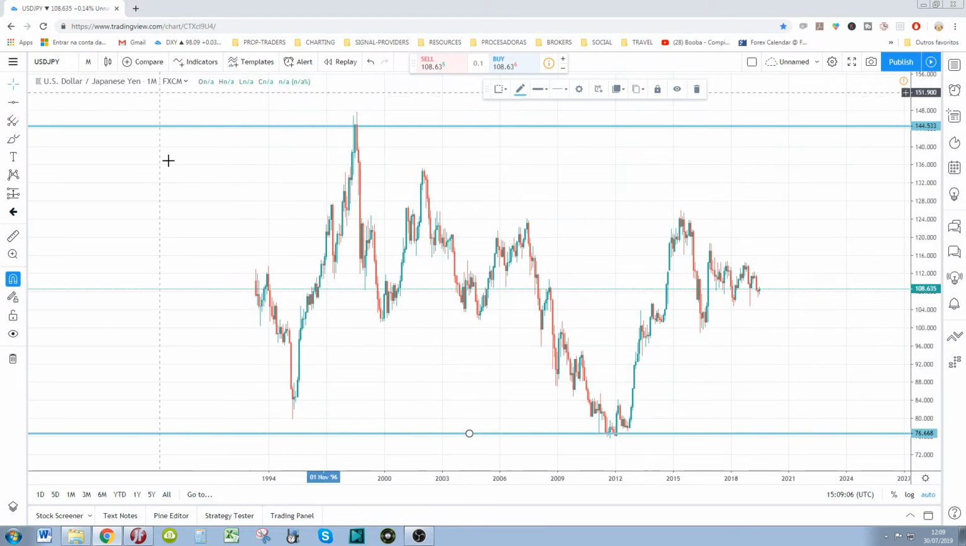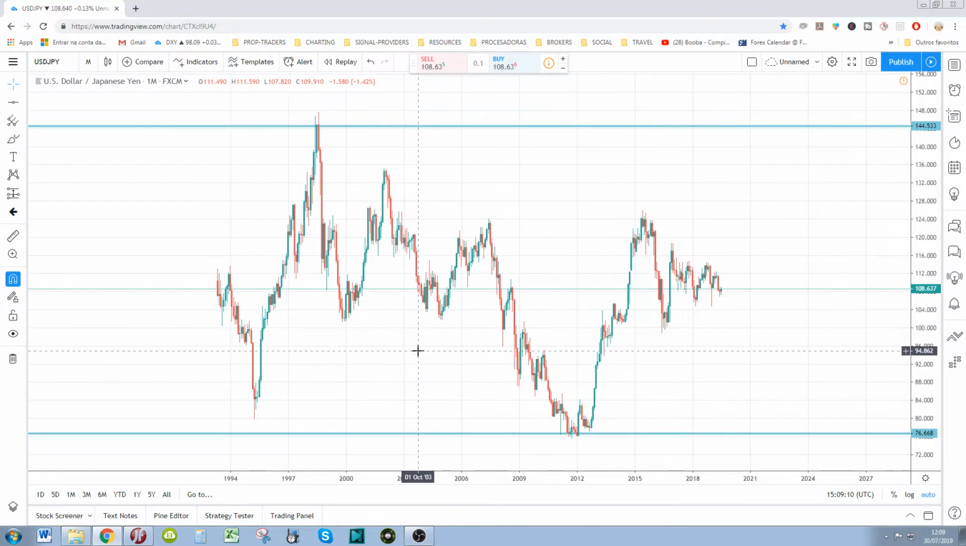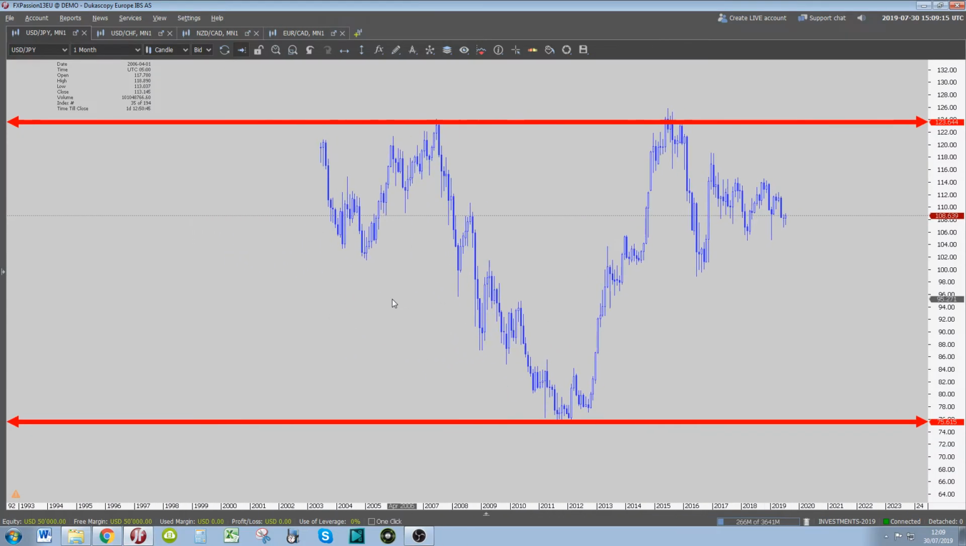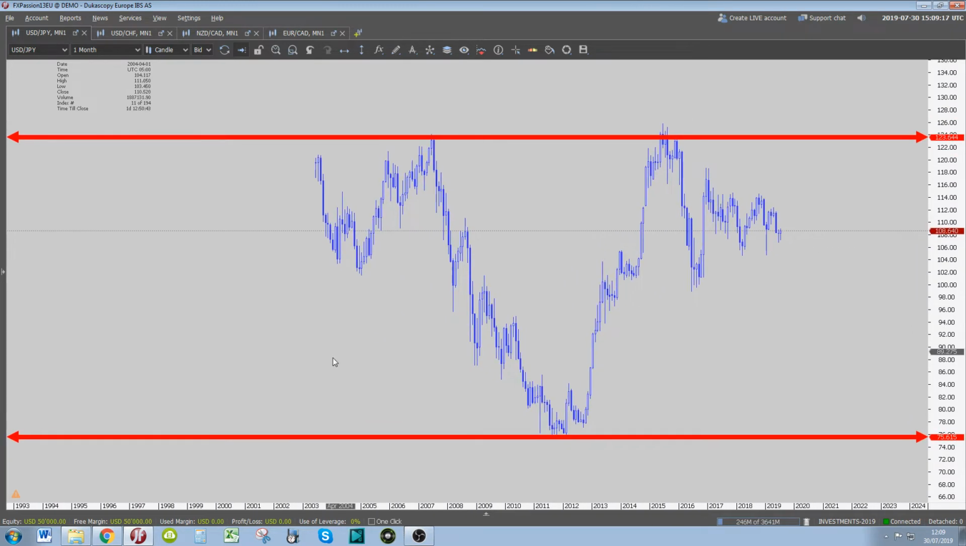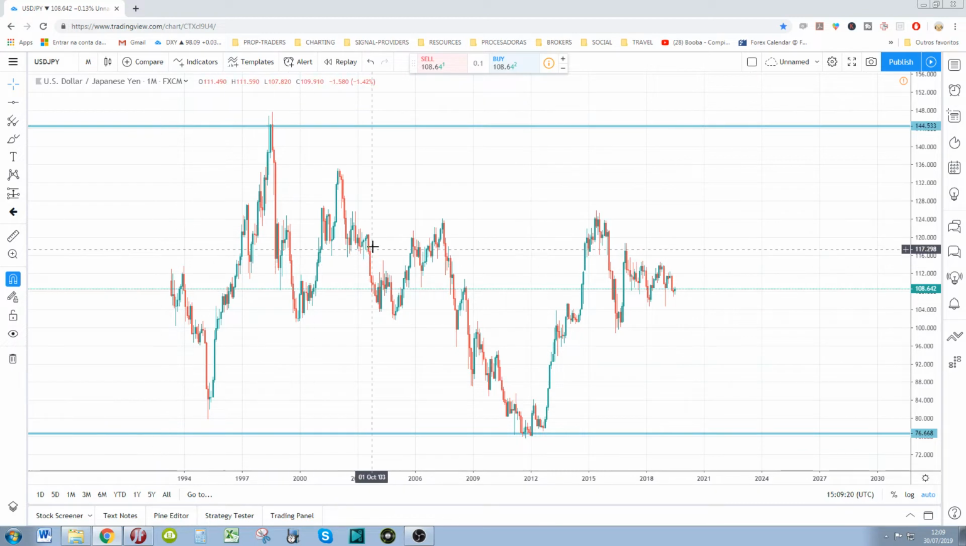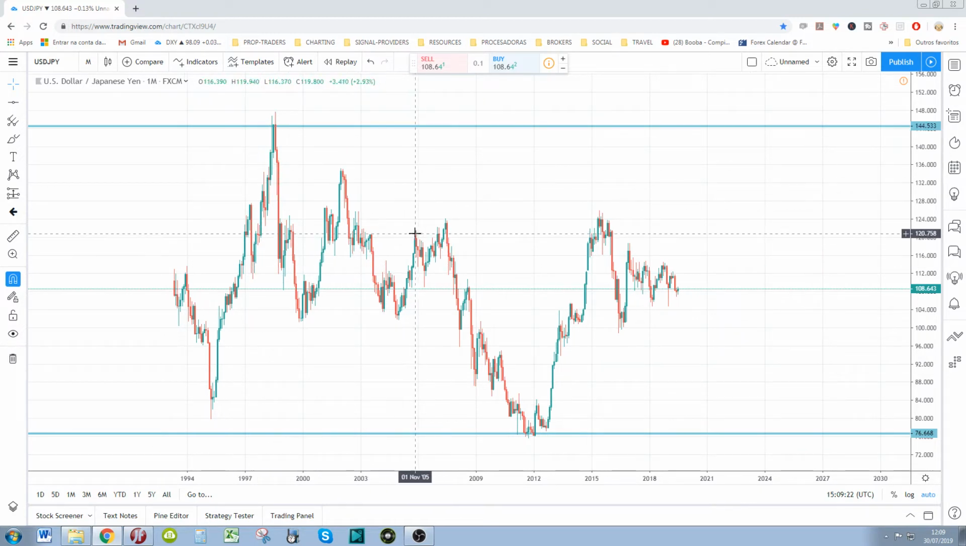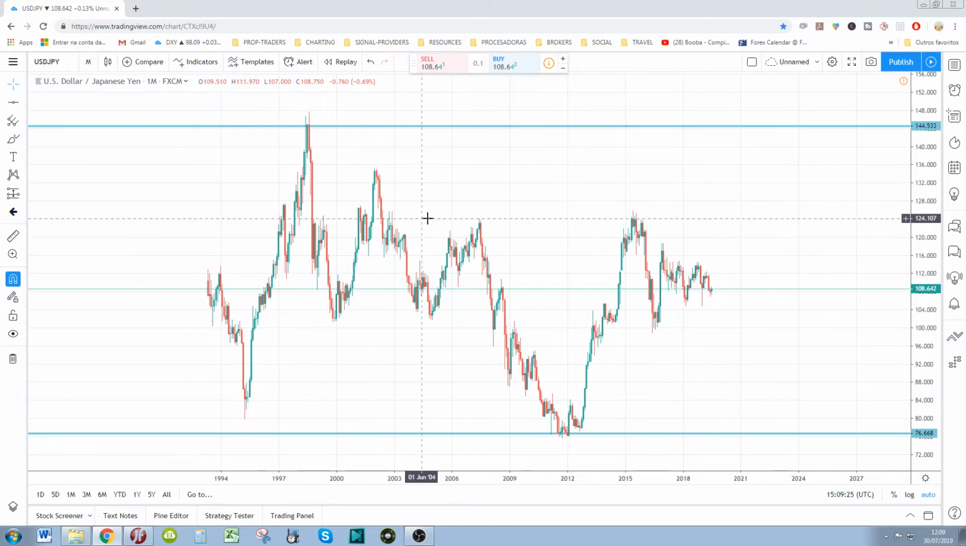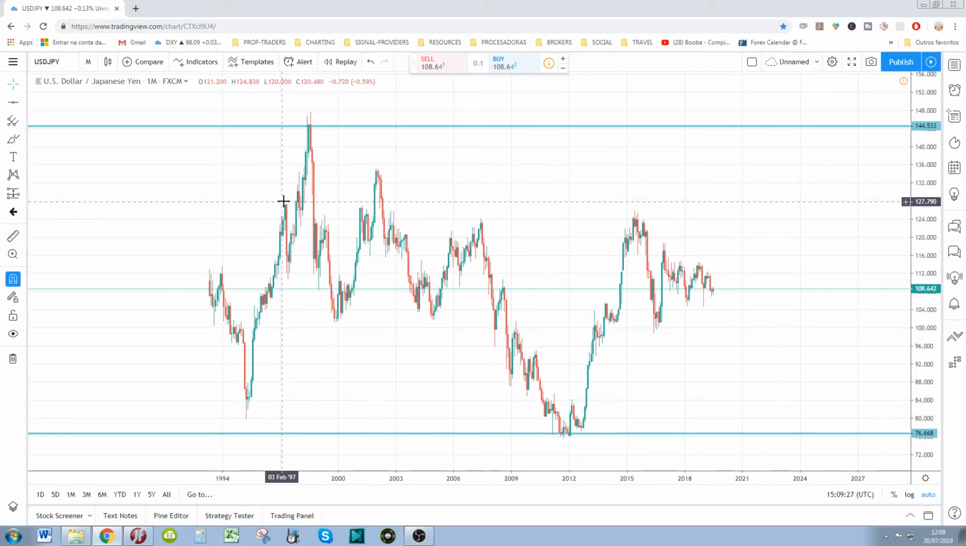Okay, so if you're a beginner trader and you are looking for market direction long term, Forex doesn't have enough data on the monthly chart. So you can use any charting software, it doesn't matter. There are plenty of them, but you need to check. So those are the bands of the USD/JPY from the monthly chart.